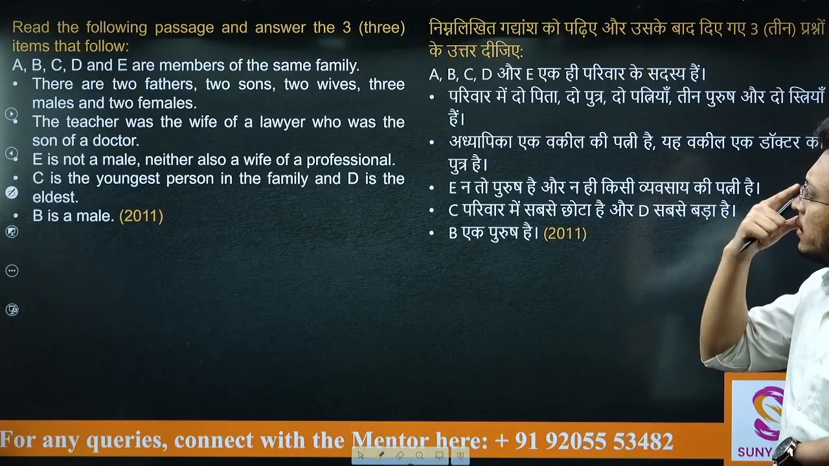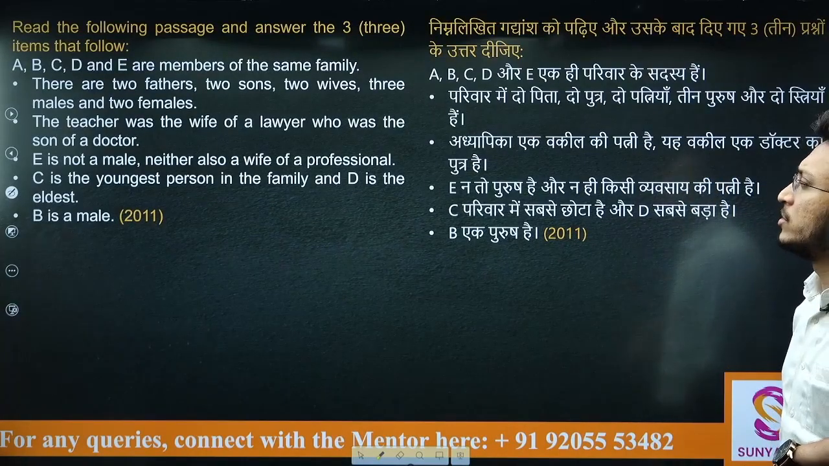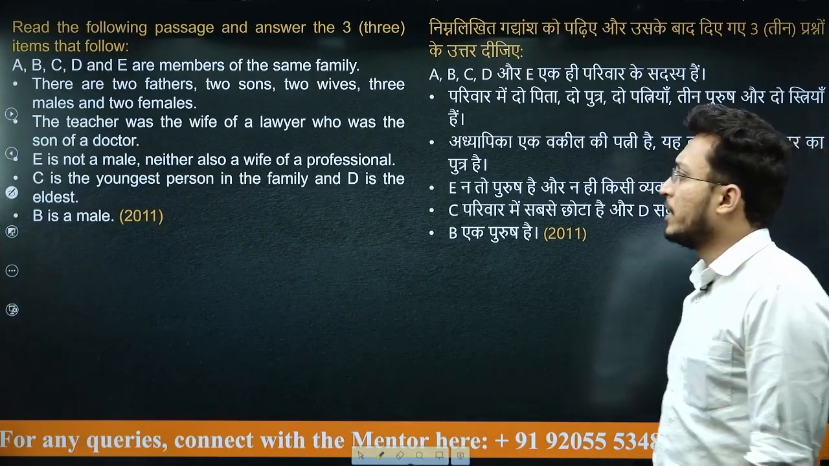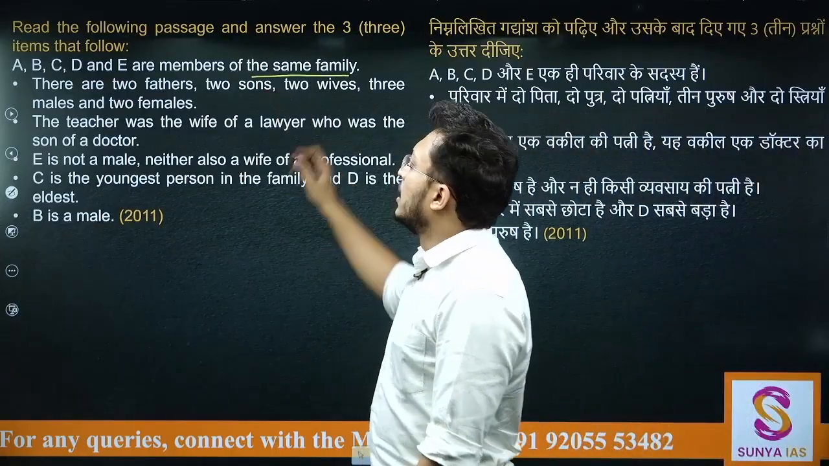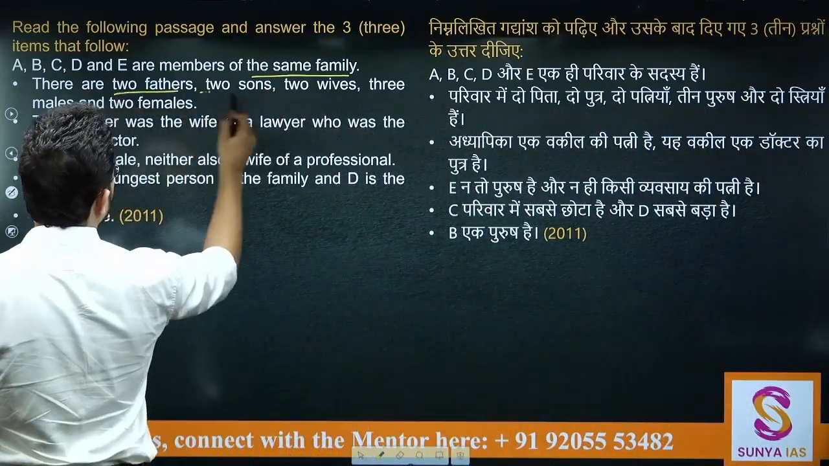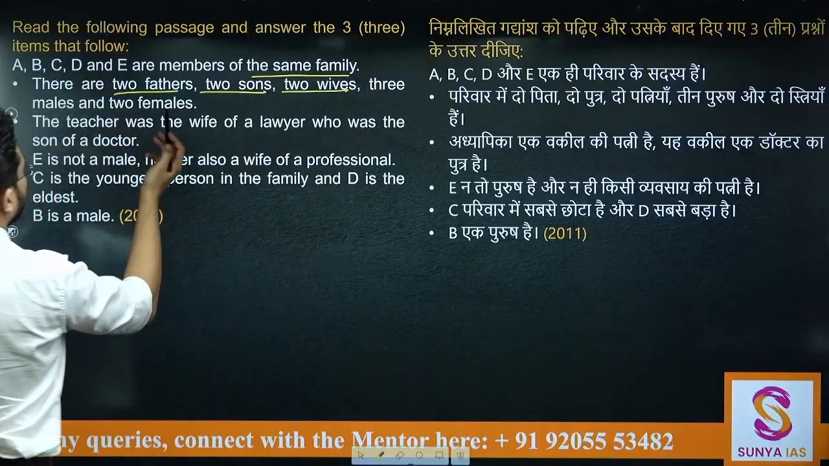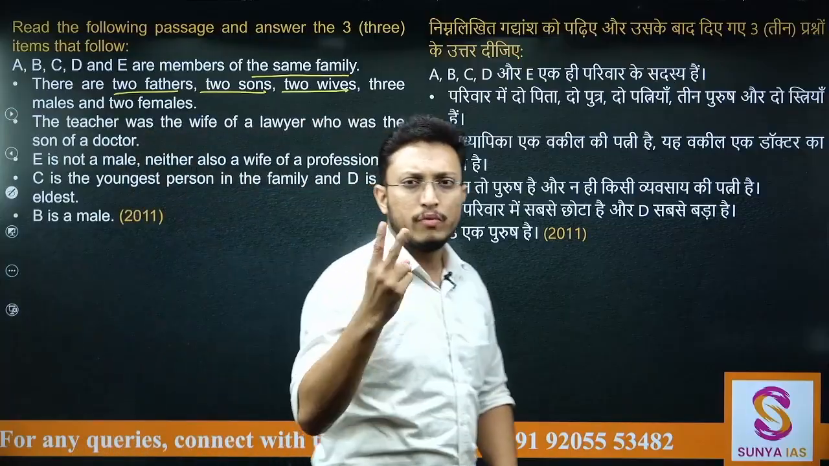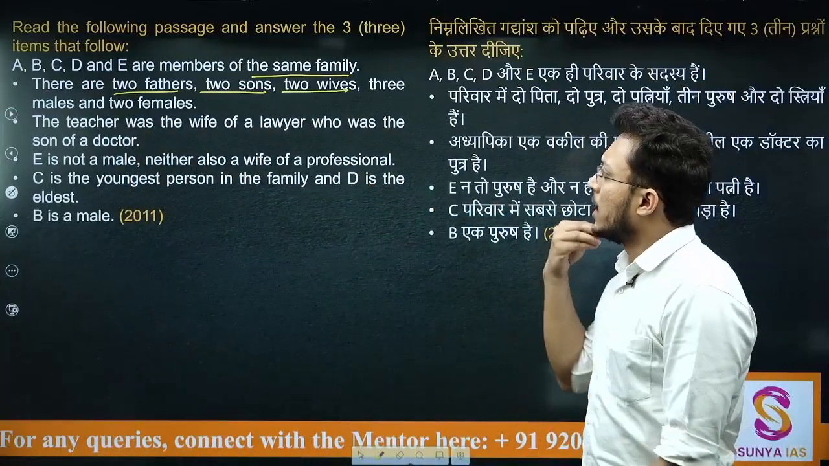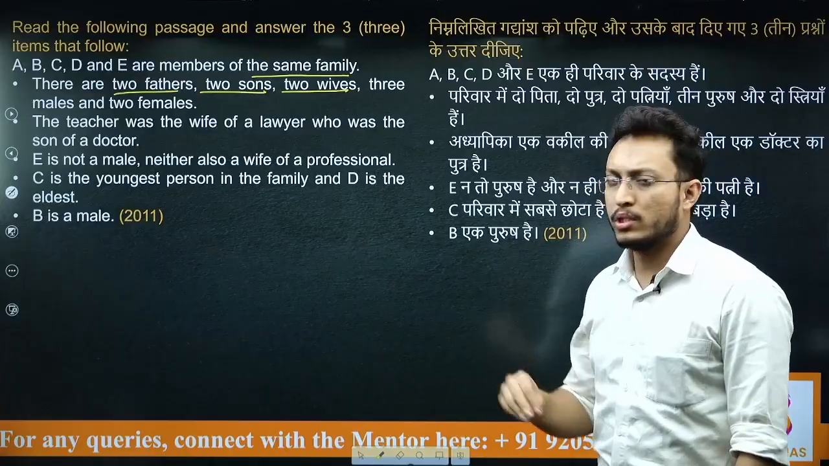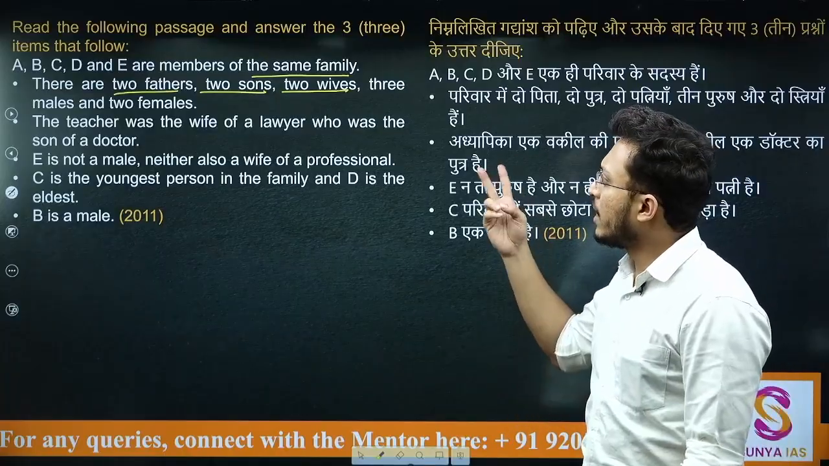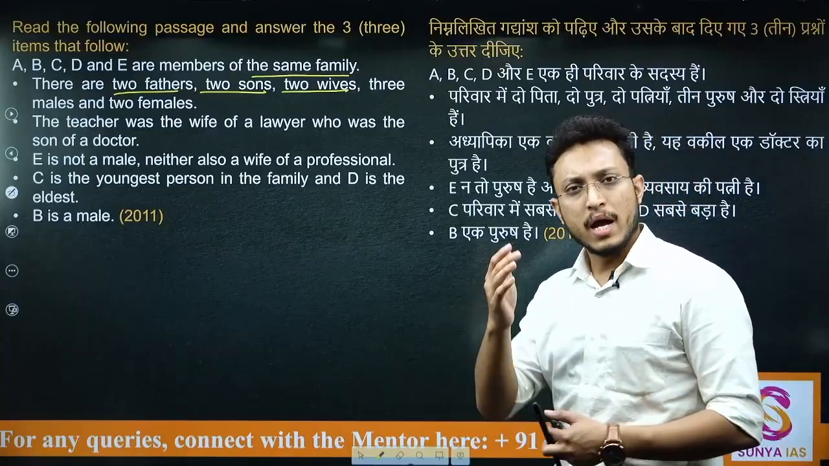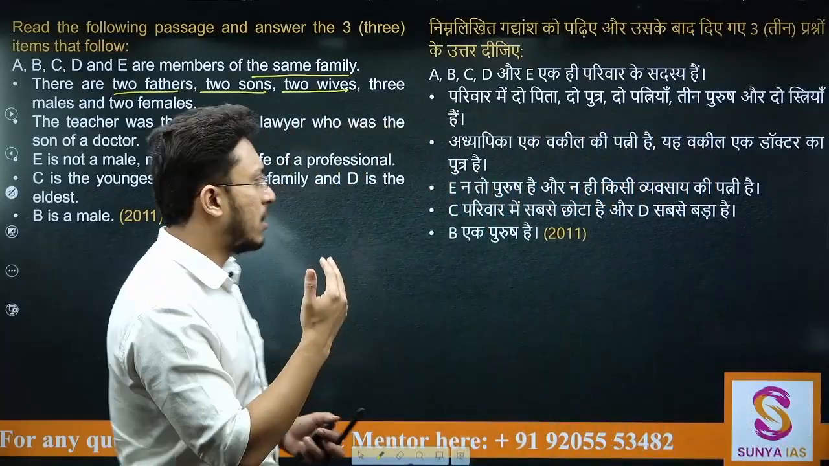Now it says that there are 3 questions related to this passage. A, B, C, D and E are the members of the same family. So we are talking about a family here. There are 2 fathers, 2 sons, 2 wives, 3 males and 2 females. So out of this 5, what they are saying is that there are 2 wives, 2 fathers and 2 sons. Can I say that since 2 wives, 2 fathers, 2 sons are all given, there are 2 married couples and 1 separate unmarried person.